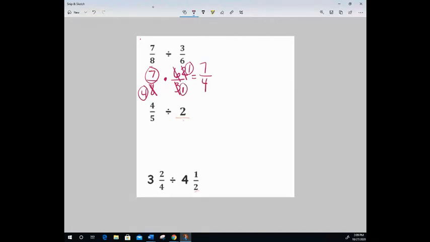Now with this, we do have an improper fraction. We want to change it back into a mixed number. 4 can go into 7 one time. You end up with 3 left over as your remainder. And then 4 is what our denominator is, so we want to keep that the same. So we end up with 1 3/4.